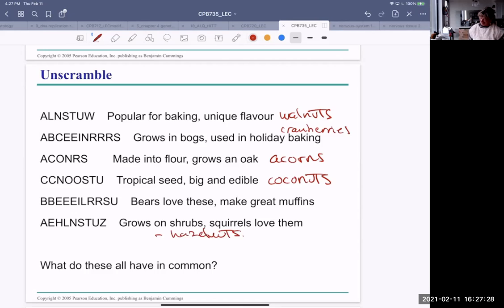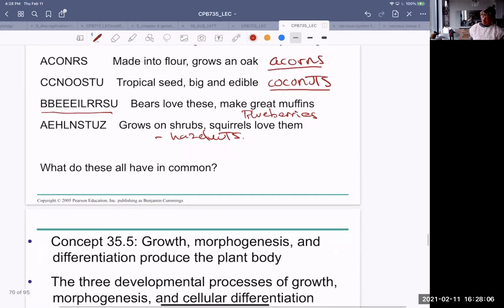What about these? Number 1. I don't know what the other one is though. Blueberries? Of course, blueberries. Yeah, well done. What do they all have in common? They have seeds, yeah. So they all have seeds, and they all have fruit around the seeds. Different kinds of fruit, like coconuts have the white fruit. Acorns are a dry fruit. So are walnuts. Cranberries are a berry kind of fruit, of course, and blueberries. So different kinds of fruit.